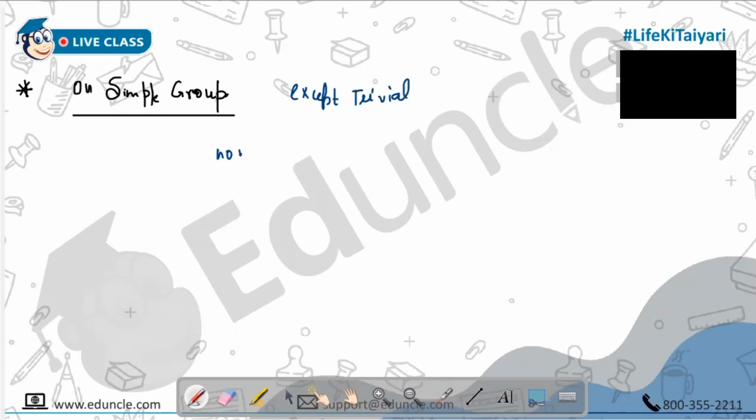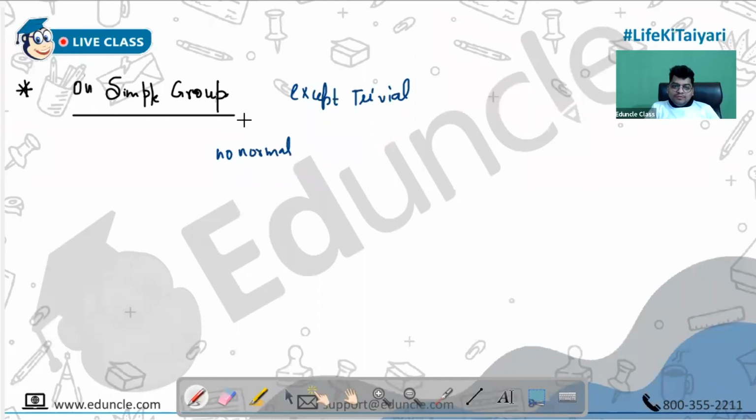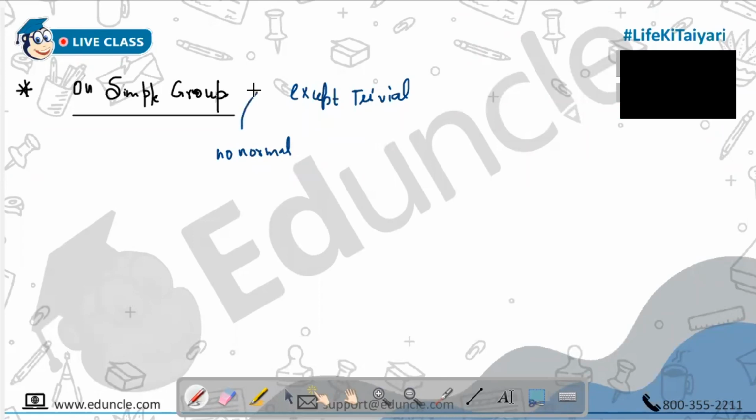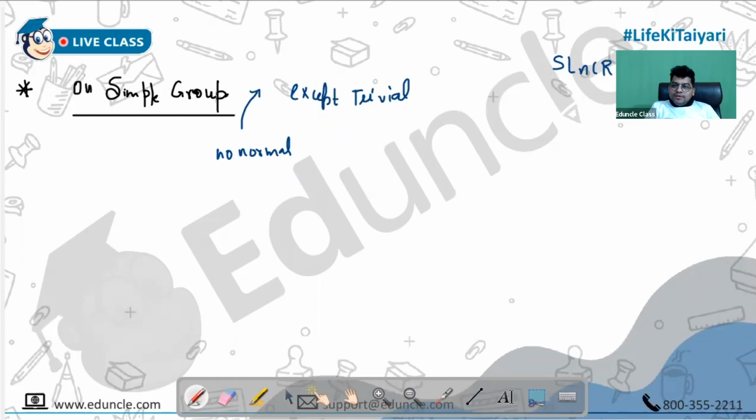And determinant is 1. Determinant one? Determinant? No. तो SLNR बोलते हैं सर. That is SLNR. Simple linear group होता है बेटा वो तो. We are not saying simple linear group. We are saying simple group.